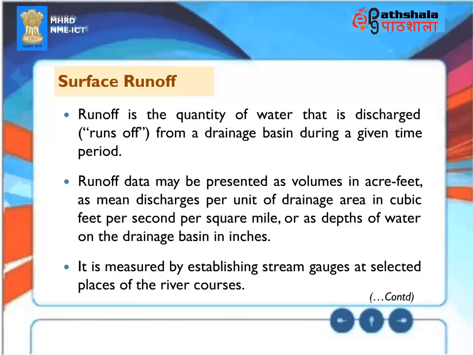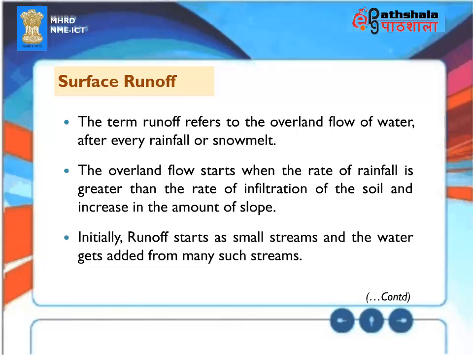Runoff data may be presented as volumes in acre feet, as mean discharges per unit of drainage area in cubic feet per second per square mile, or as depths of water on the drainage basin in inches. It is measured by establishing stream gauges at selected places of the river courses. The term runoff refers to the overland flow of water after every rainfall or snow melt.